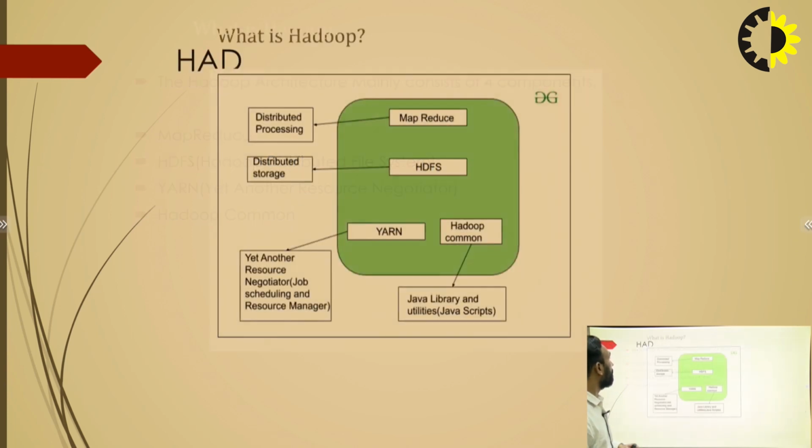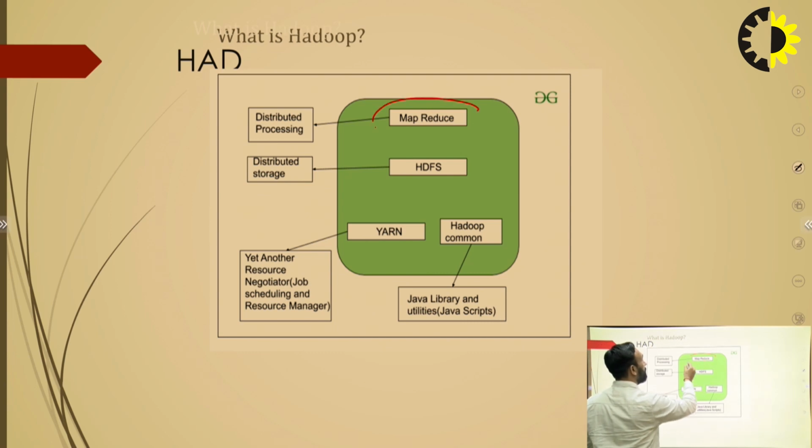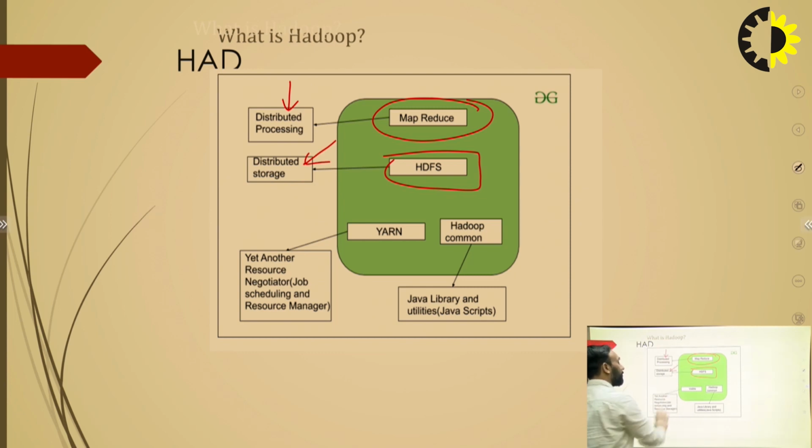So have a look over the Hadoop architecture. As we see in the slide, the Hadoop architecture consists of 4 components. First one is MapReduce. It works on distributed processing. Then the next component is HDFS, which is basically used for storage, and YARN, Yet Another Resource Negotiator, which is used to schedule jobs and for resource management.